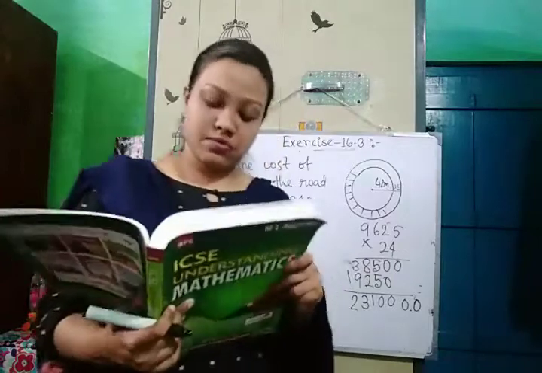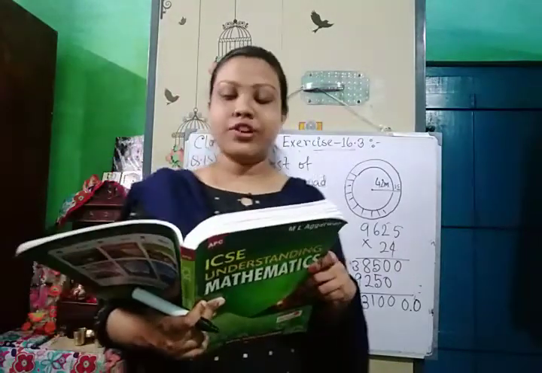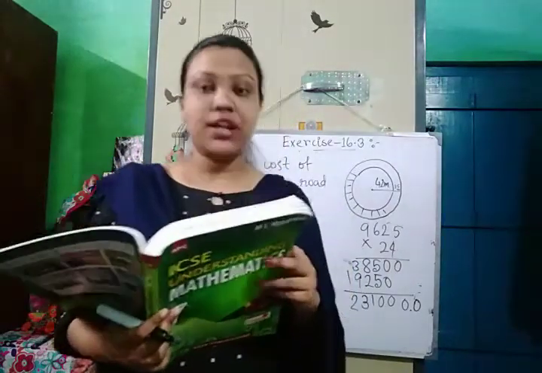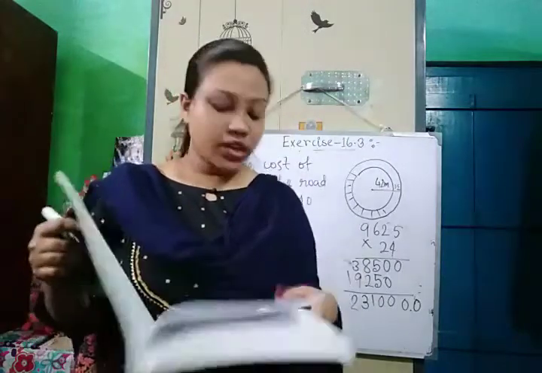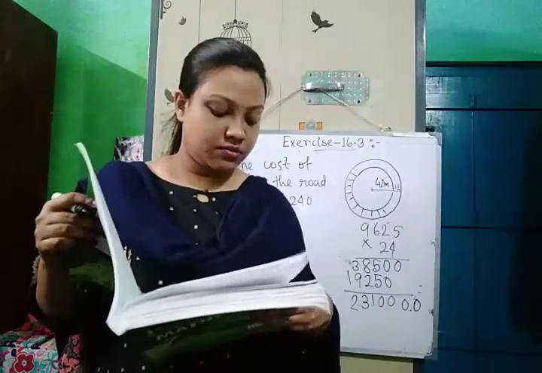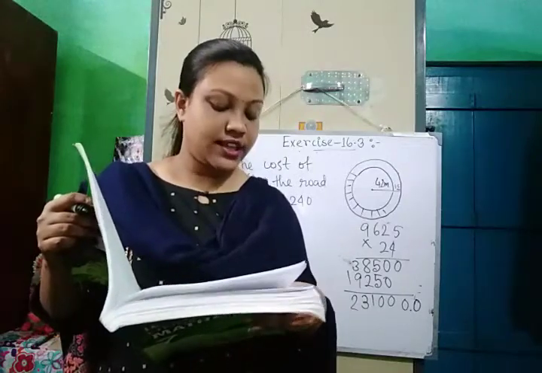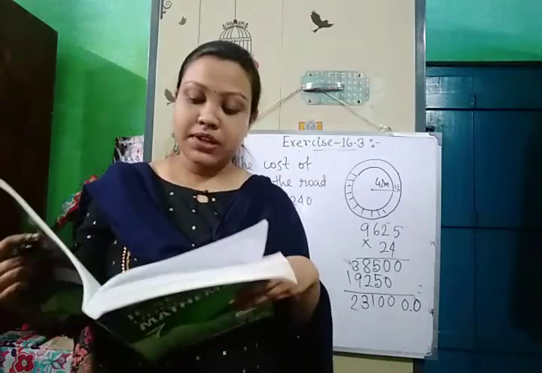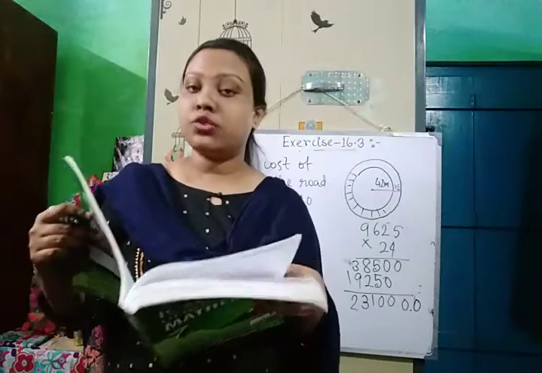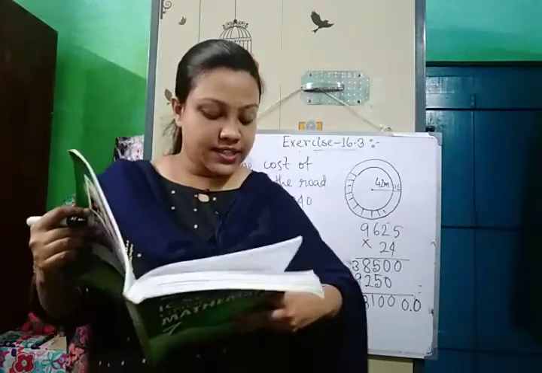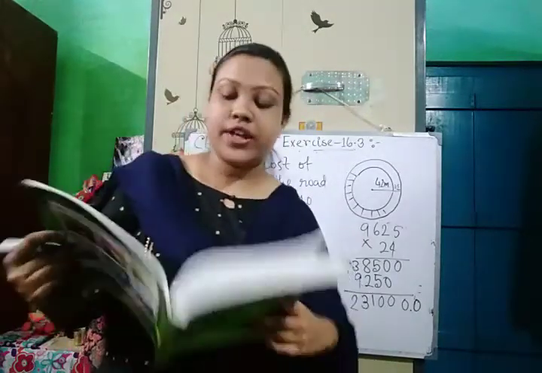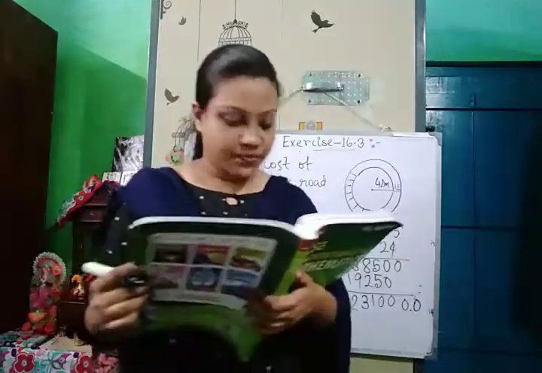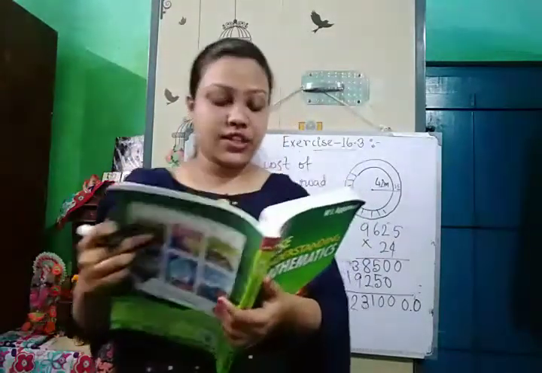Now the last sum I am doing from this exercise is question number 21. Before that I have another thing to say: question number 18, question number 19 and question number 20 you don't need to do. From this exercise, question number 18, 19 and 20 you don't need to do. Now next I am doing question number 21.